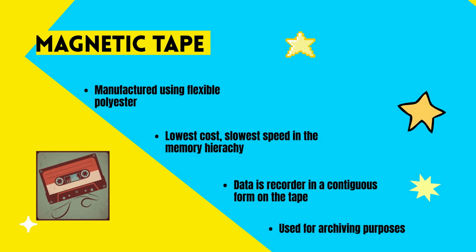On the modern hierarchy of memory today, magnetic tape has the slowest rate of access, and in combination with it being relatively cheap to manufacture, it therefore has the lowest cost. Because of this low cost and slow access speed, magnetic tape is often used for data archiving purposes. It must be mentioned, however, that magnetic tape is prone to suffering from degradation and therefore is not an ideal solution to long-term archiving.